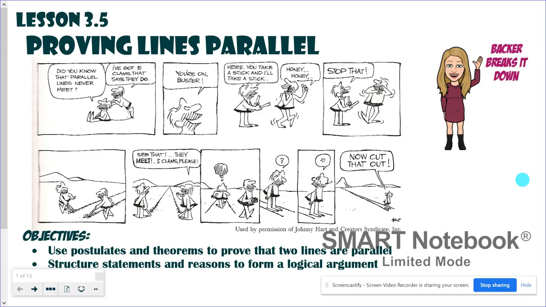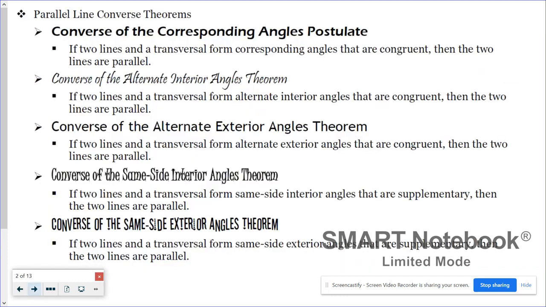In this episode, we're going to prove lines are parallel to each other, which means that they will never meet. Okay, so we prove that two lines are parallel to each other using these converse theorems.